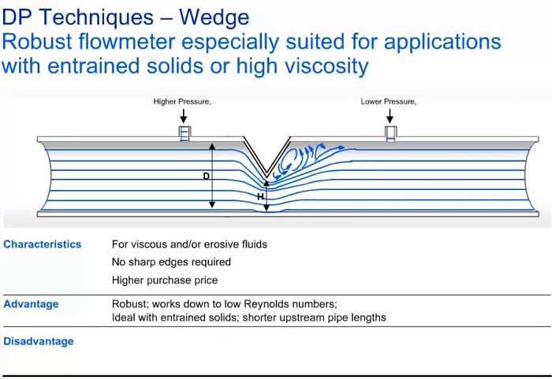Its advantages are that it is robust and that it maintains its meter factor down to much lower Reynolds numbers than most other DP devices, down to Reynolds numbers as low as 500 in fact. The wedge element allows the passage of solids in the fluid. It requires shorter upstream pipe lengths than many DP devices, down to only 5 pipe diameters long or even shorter. It is, however, quite a bulky meter with a relatively high pressure loss.